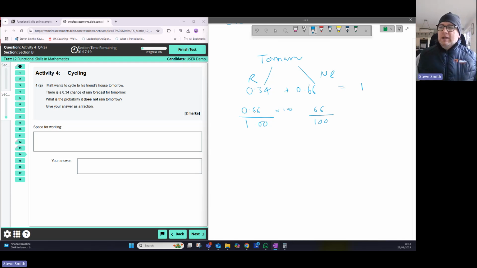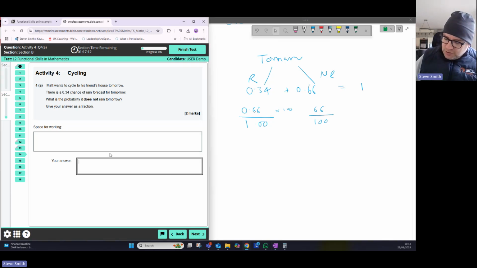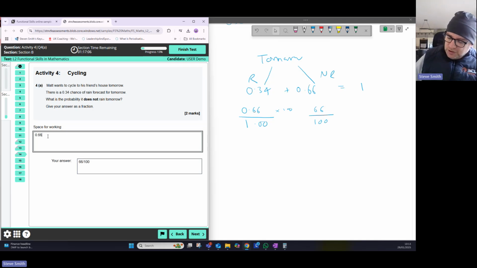Does it say simplify? It doesn't. But if we were to simplify that, I'm actually putting 66 over 100 in there as my fraction. I'm putting in here 0.66 over 1.